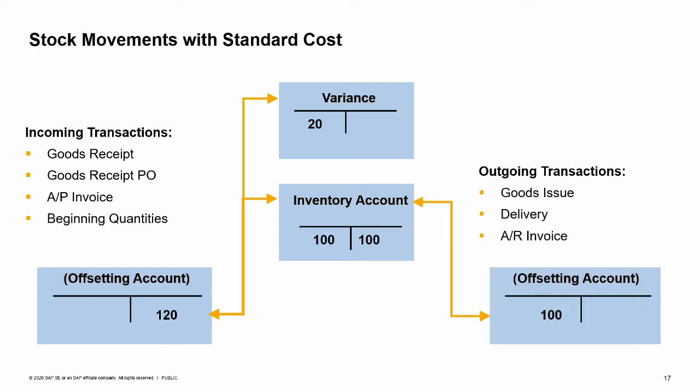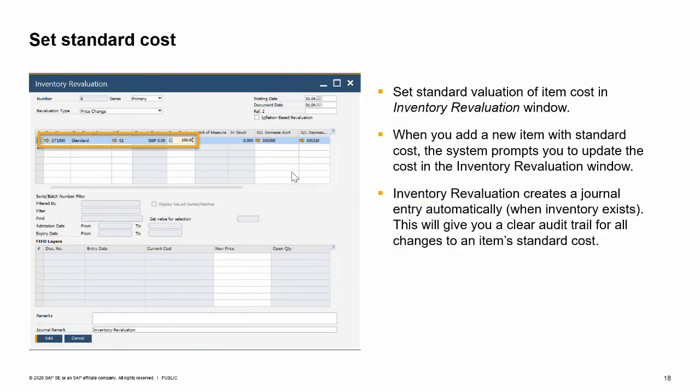No matter what the actual cost of the item was initially, the unit value of item in the inventory account is always equal to the standard cost. In this case, the unit cost of 100. Therefore, when the item is issued out of the warehouse, on a goods issue, delivery, or AR invoice, the cost of goods sold for each unit will always be the same as the standard cost, in this example 100. Unlike the other 3 methods, you need to set a standard cost for an item, rather than having the cost be set through incoming transactions.